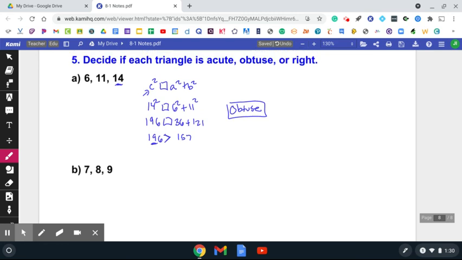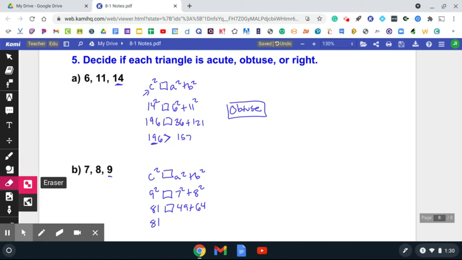Check out part B here. Again, we're going to do a squared, b squared, c squared, and compare them to see what happens. The c value has to be the biggest value, which is 9 in this problem. 9 squared is 81. This is 49. This is 64. Add those together, 113 is what comes out.